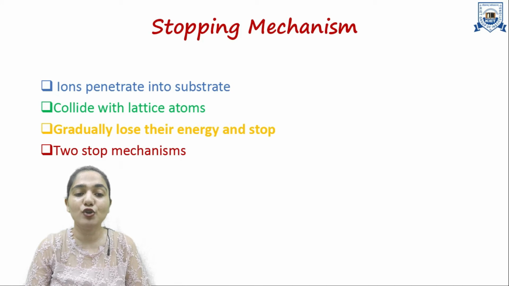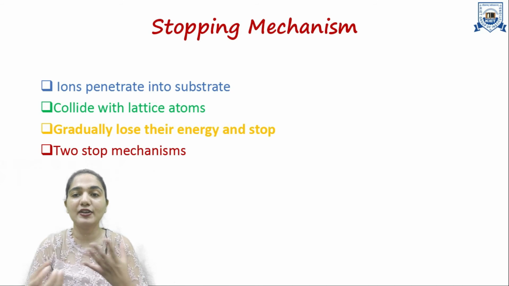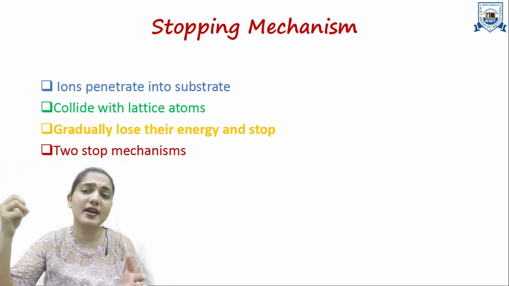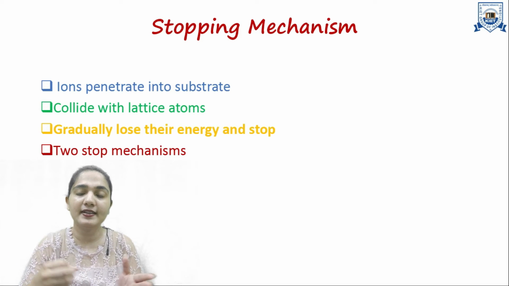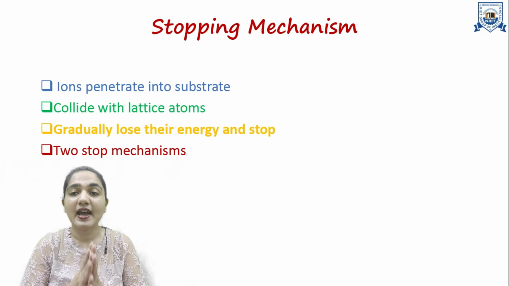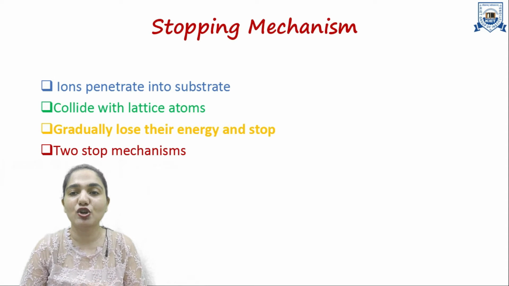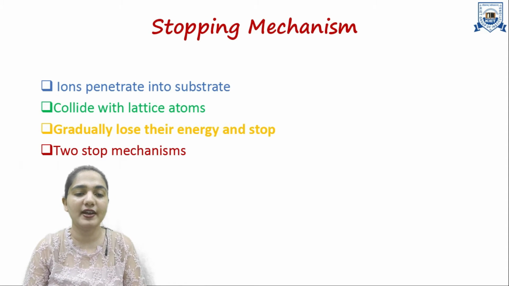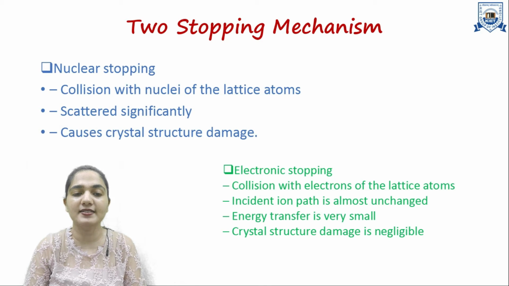Then we can have stopping mechanisms. If my ions of phosphorus are very high in speed, then whenever they are penetrating inside the substrate, what will happen? They have to stop. And how will they be stopping? There are two types of stopping mechanism. First is nuclear stopping and second is electronic stopping, and we will be talking about both of them. Ions penetrate into the surface, collide with the lattice atoms, gradually lose their energy and then stop.